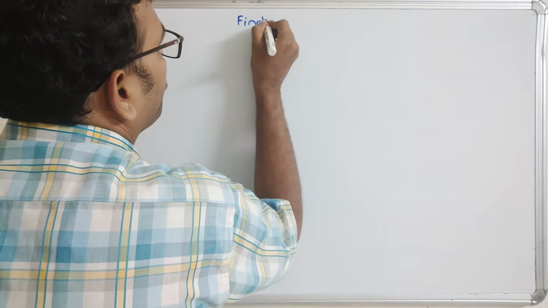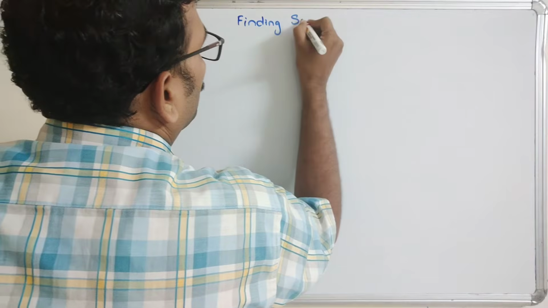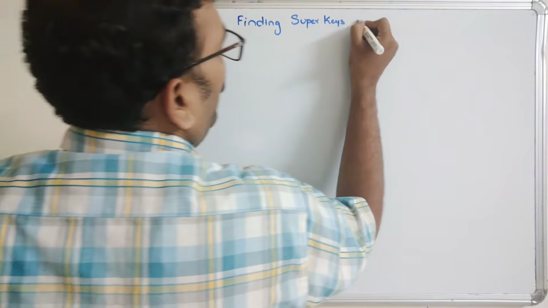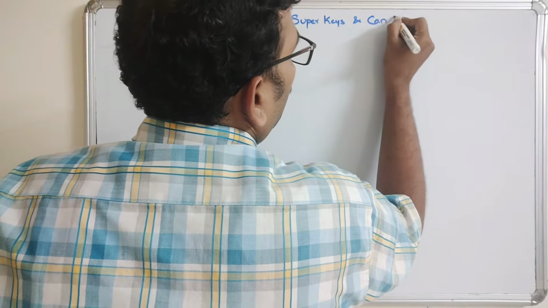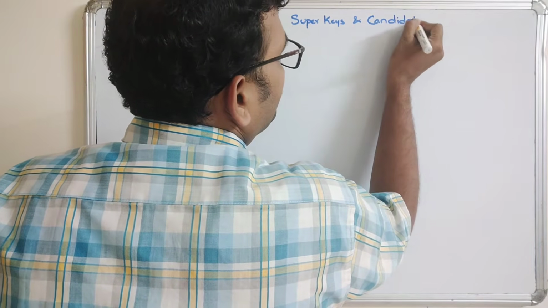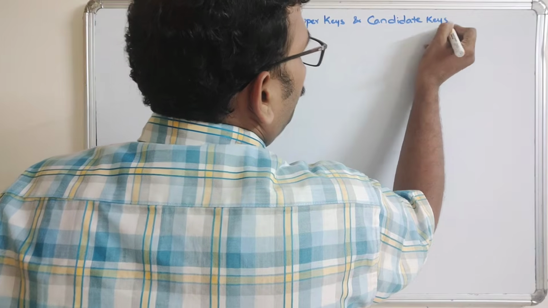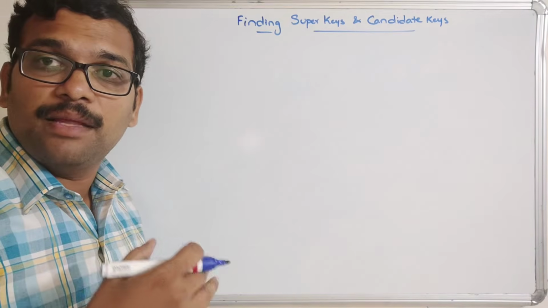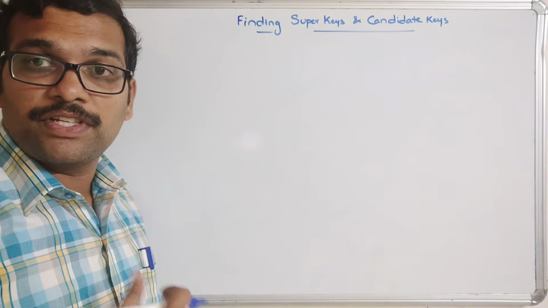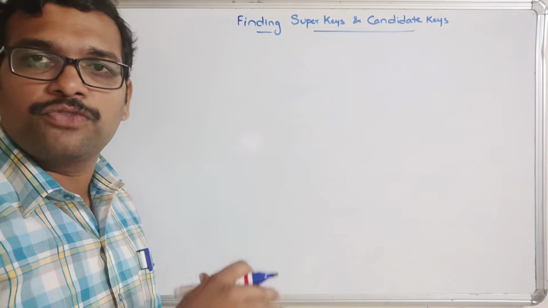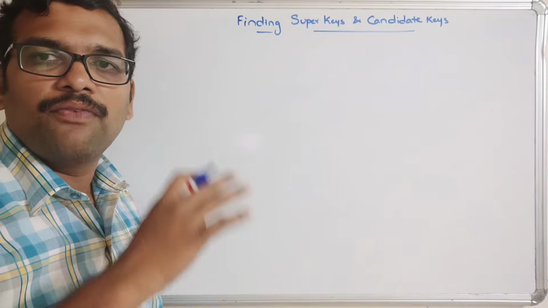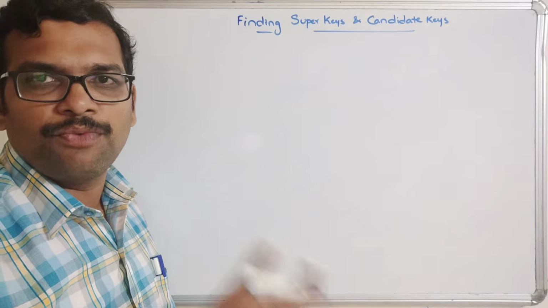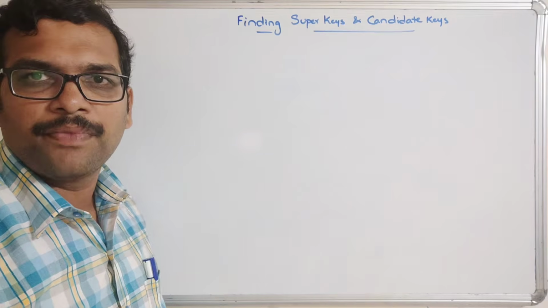find super keys and candidate keys. If you find the super keys, obviously we'll get the candidate keys, because the candidate keys are the minimal set of super keys. So first, if we find the super keys available for the relation, from that information we can simply get the different candidate keys available, right?